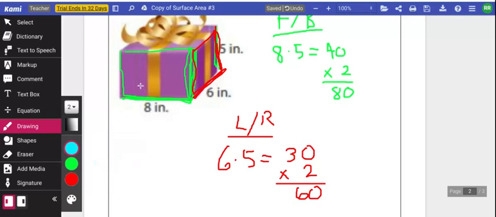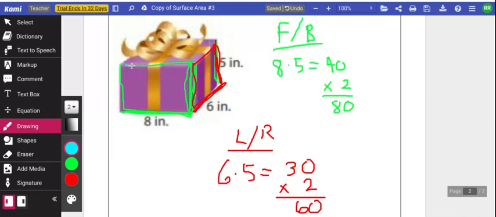Okay, so I did the front and the back. I did the left and the right. Now I have the top and the bottom. So from here to here is 8. And from here to here is 6, right? If from here to here is 6, then from here to here is 6. So this is an 8 by 6 rectangle.